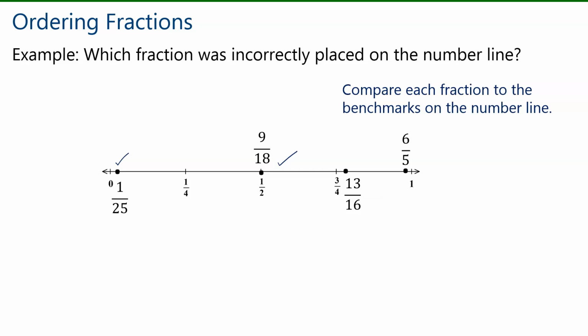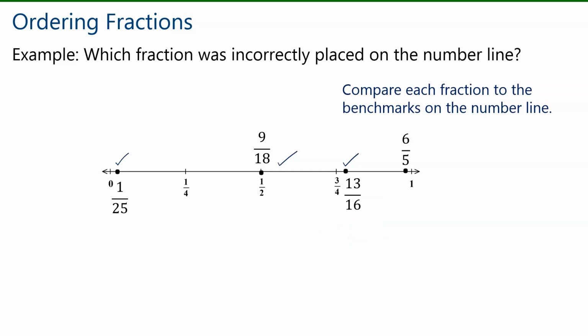Now let's look at 3 over 4 and 13 over 16. Well, I can create an equivalent fraction with 3 over 4 by multiplying it by 4, giving me 12 over 16. So I see that 13 over 16 is placed to the right of that, so that is correct.